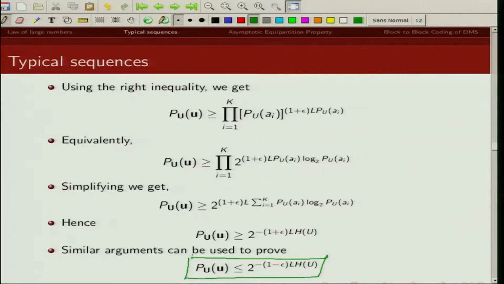So I just verbally spoke out this proof. The proof is exactly similar to the way we proved the lower bound on probability of U. So following those procedures, we can easily show that probability of U is lower bounded by this and upper bounded by this quantity. Okay. So that's the first property of the typical sequence. It tells us what's the probability of occurrence of an epsilon typical sequence.